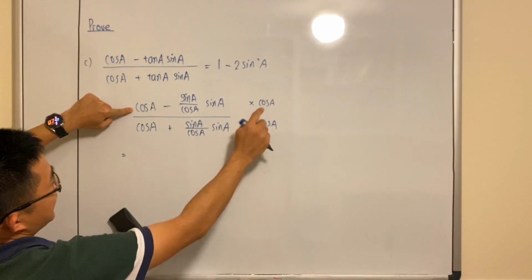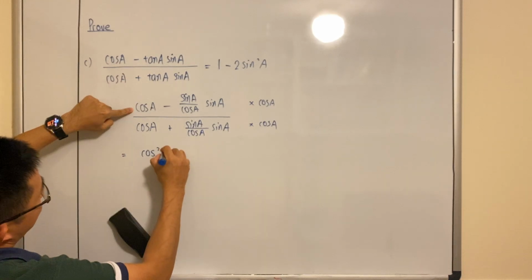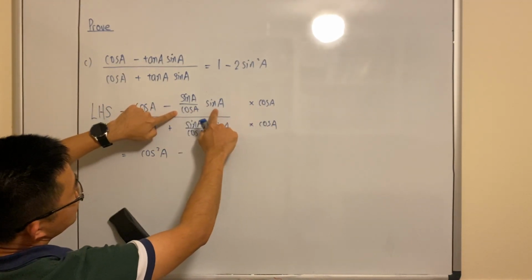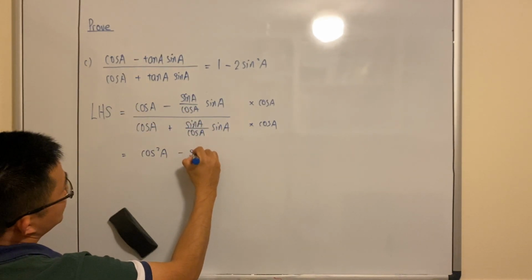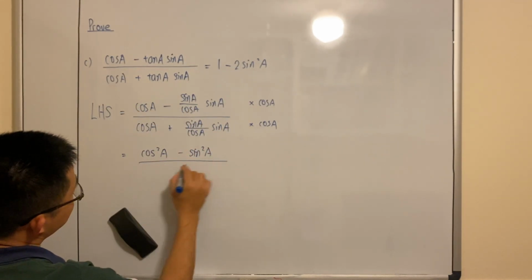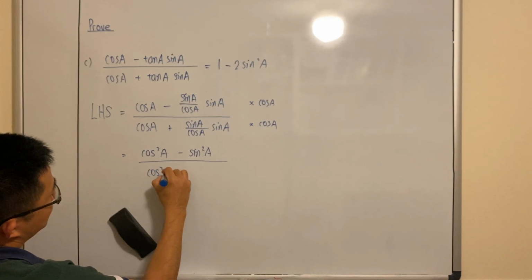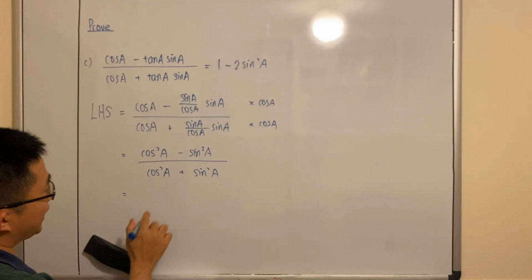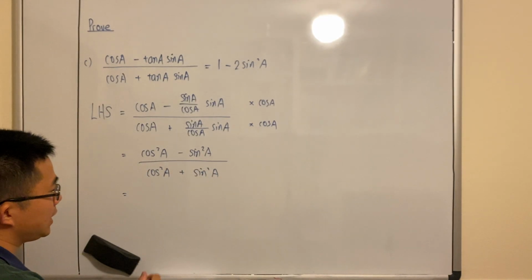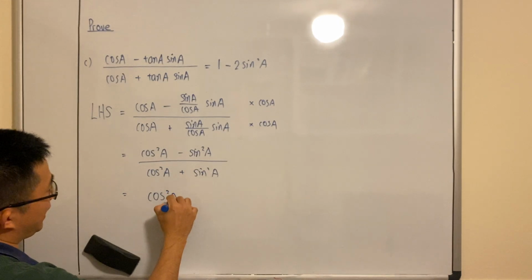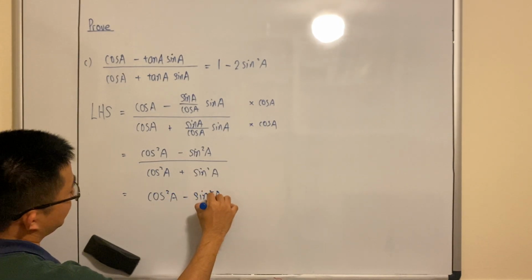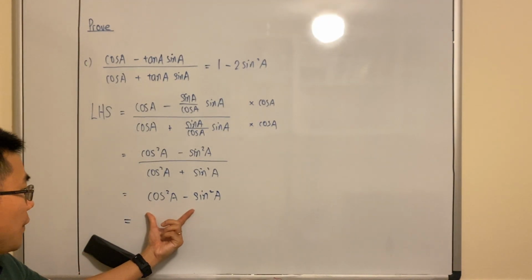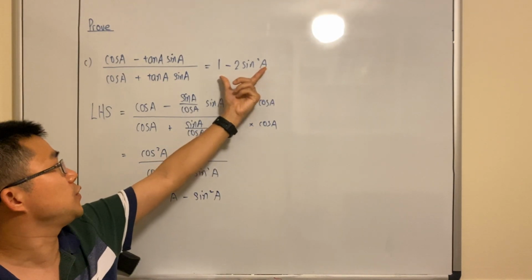Cos A times cos A is cos square A. Minus cos A and cos A, these two cancel out. So you've got sine times sine, that becomes sine square A. Now if we do the same thing for the denominator, we get cos square A plus sine square A. And by now, I hope you realize this denominator is just equal to 1. So we've got a numerator which is cos square A minus sine square A. Now let's compare. We've got cos square A minus sine square A. That's 1 minus 2 sine square A.